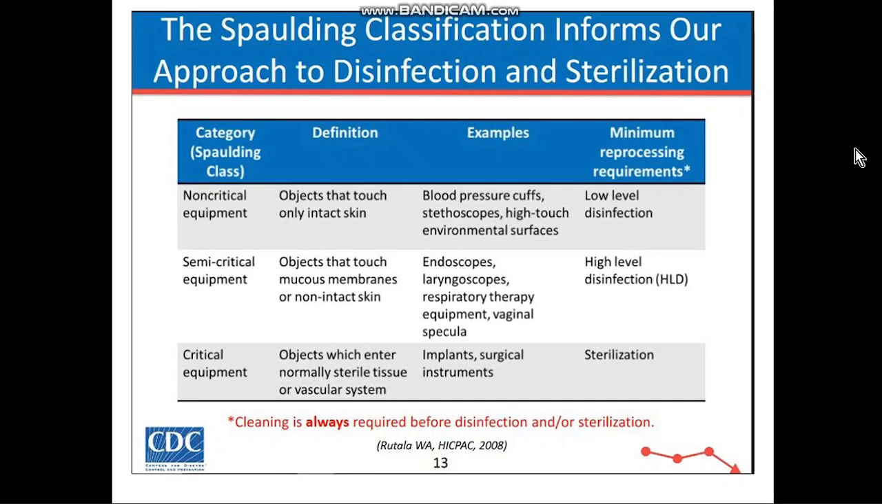And next come critical equipment. These are the objects or equipment which enter normally sterile tissue or the vascular system. The examples are implants, surgical instruments, etc. And they could be sterilized by using an autoclave or hot air oven or maybe glutaraldehyde, right?